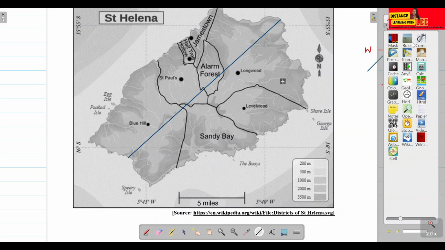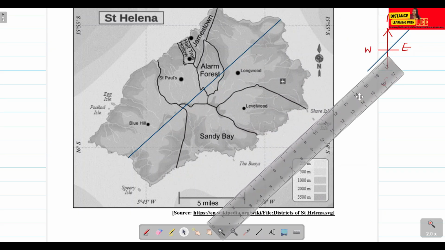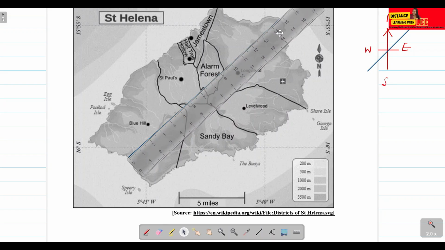Okay, so let's check if it is parallel. That is the point that is at the most southwesterly, right? And that is the point that is at the most northeasterly, right? So if you check that this is actually parallel, all we need to do now is measure the distance from there to there using your ruler. What is that distance in centimeters? What is that measured distance?